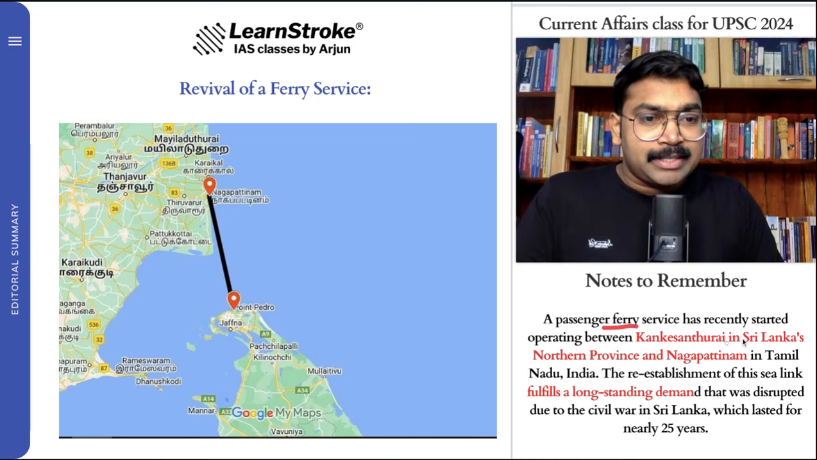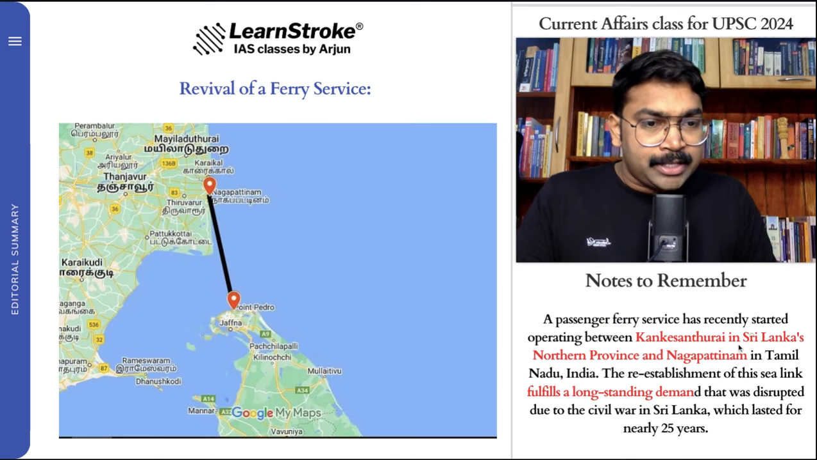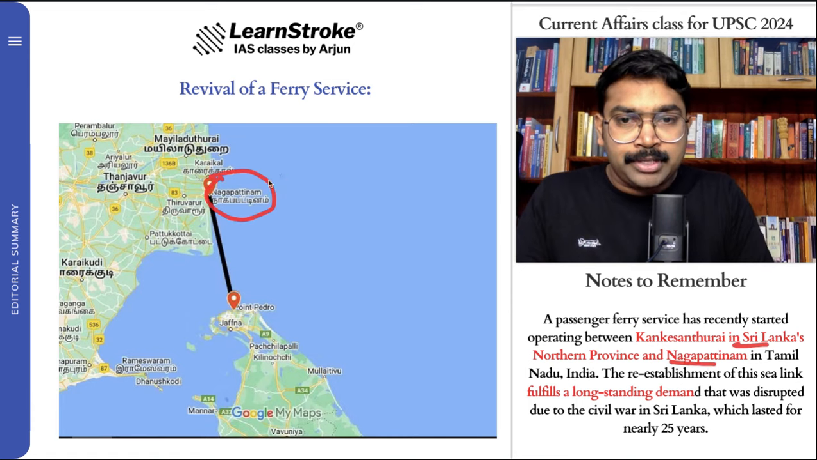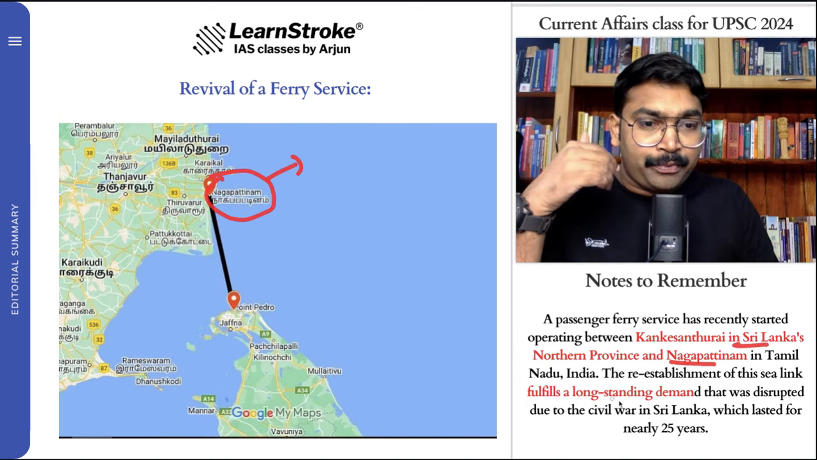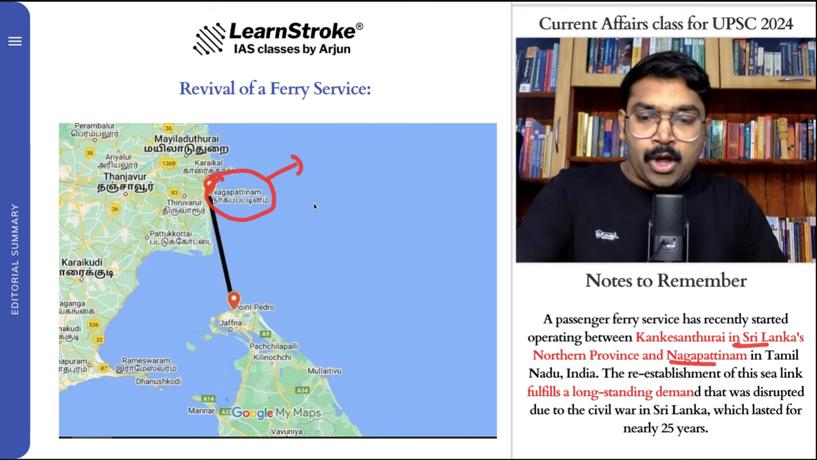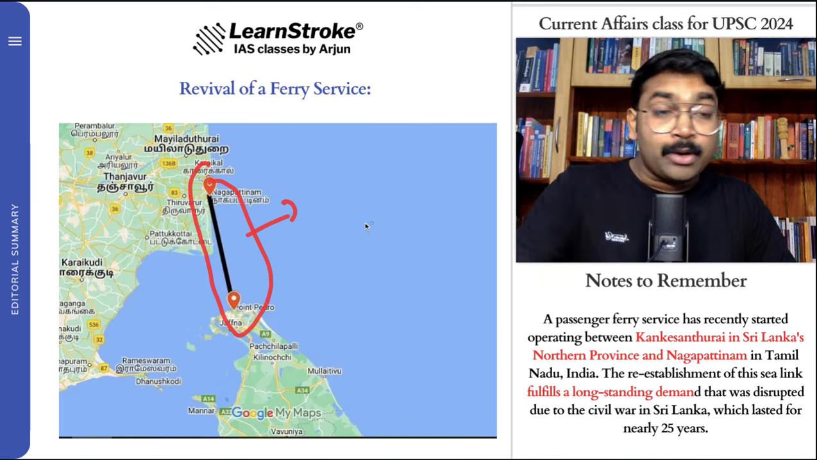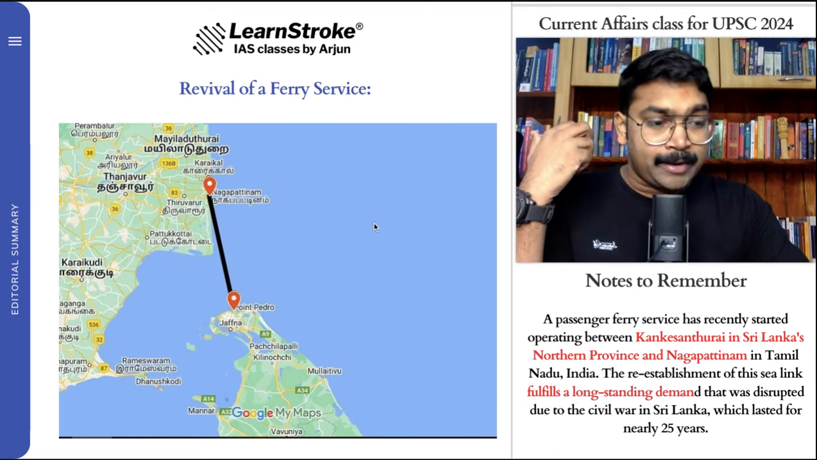A passenger ferry service has recently started operating between Kankesan in Sri Lanka's Northern Province and Nagapattinam in Tamil Nadu. So remember, Kankesan in Sri Lanka and Nagapattinam in Tamil Nadu. You can see the map; this map is also important. The re-establishment of the sea link fulfills a long-standing demand that was disrupted due to the civil war in Sri Lanka. This was a long-term demand to have connectivity between these regions, and it's really good that this is happening now. It will create better ties between India and Sri Lanka.